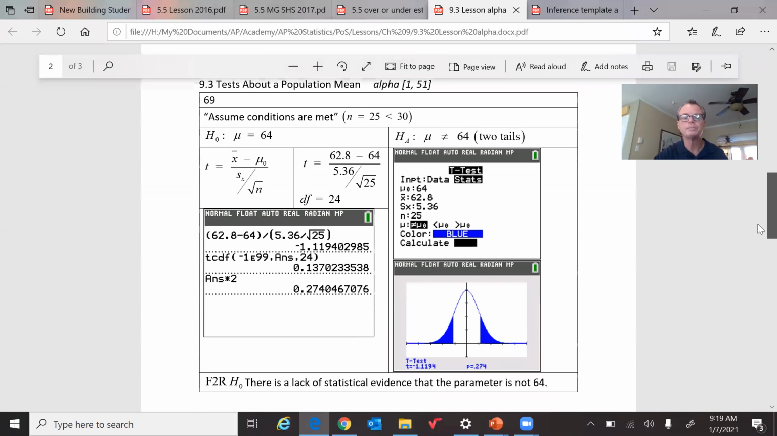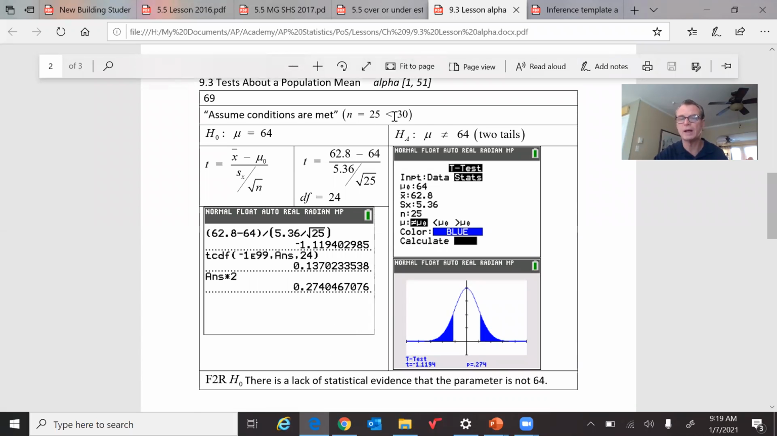First data set. It says assume the conditions are met, even though 25 is less than 30. How far are we from, ready? The difference is one question is a two-tailed test. Another question is a one-tailed test. So here's how this looks. Ready? Your sample mean is 62.8. How far is that from the null, 64? Your sample standard deviation is divided by the square root of the sample size, 24 degrees of freedom.